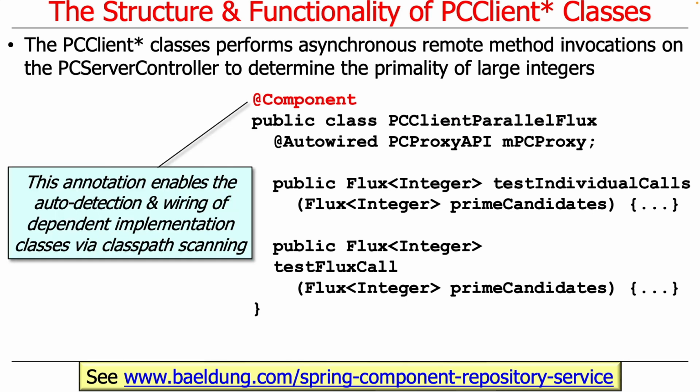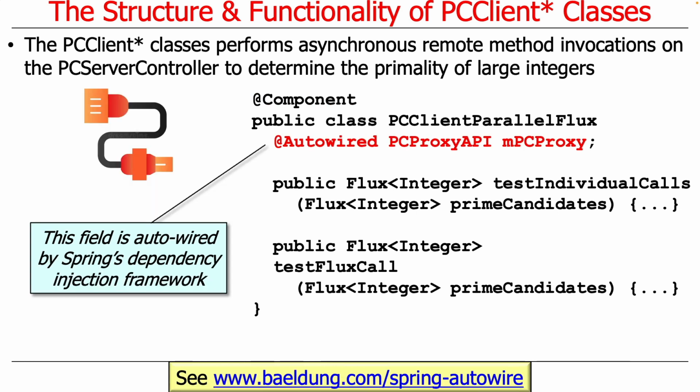This is a component, a Spring component, so we can do auto wiring where we need to, like here, where we're auto wiring the PCClient Parallel Flux to the PC Proxy API. So the PC Proxy API, as you might expect, is going to be using Spring's mechanism for being able to do declarative type-safe client proxies. And we'll look at that in a bit more detail. You need to know how to do that for your assignment 2C and 3.